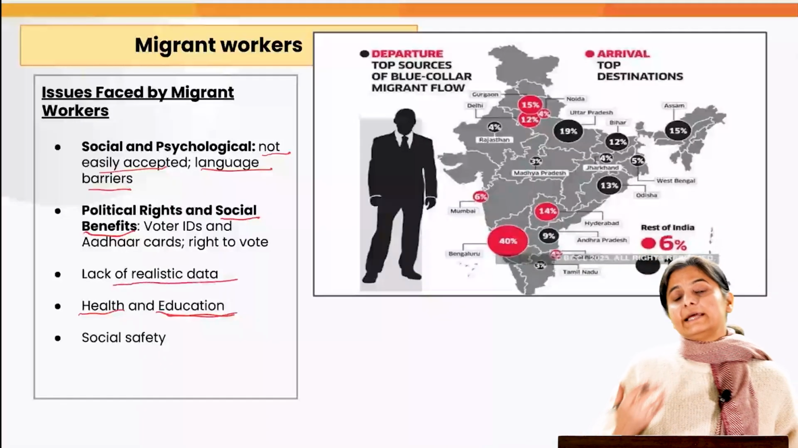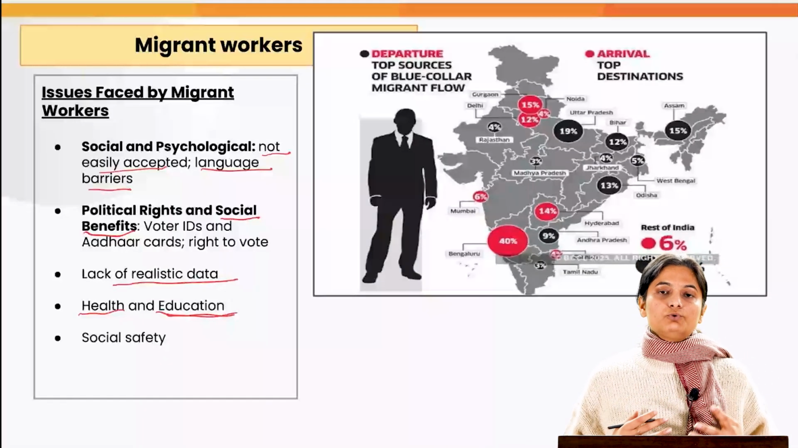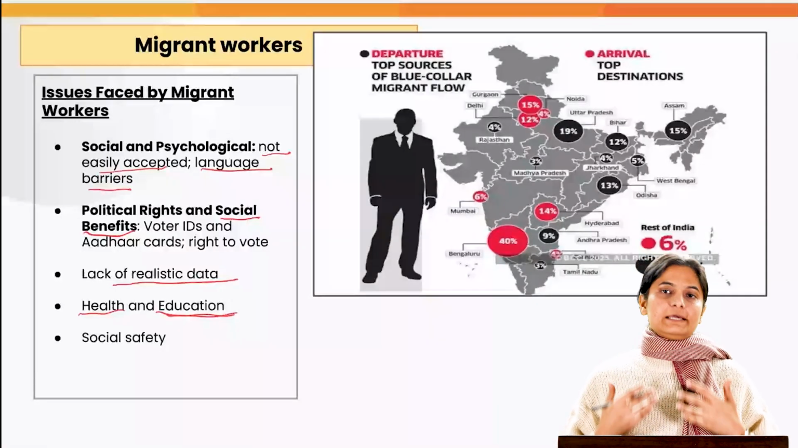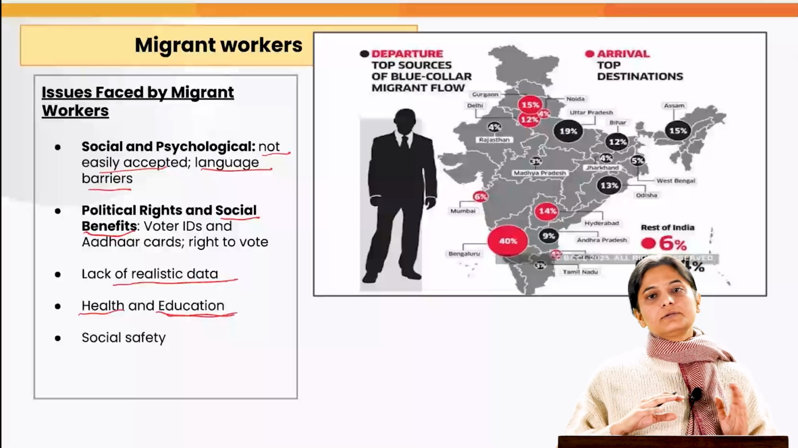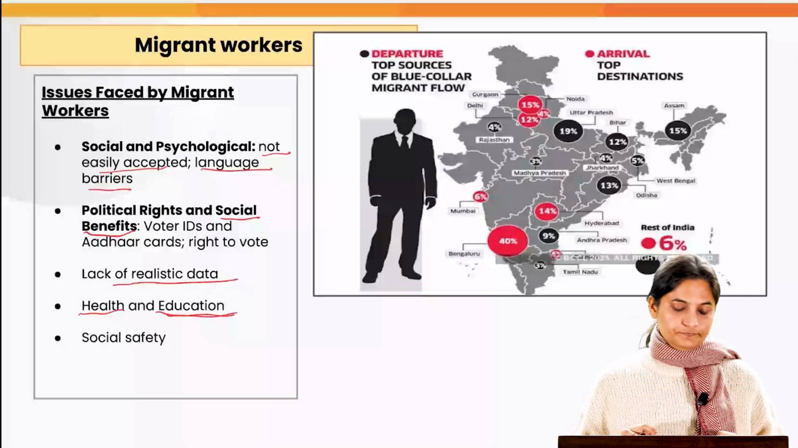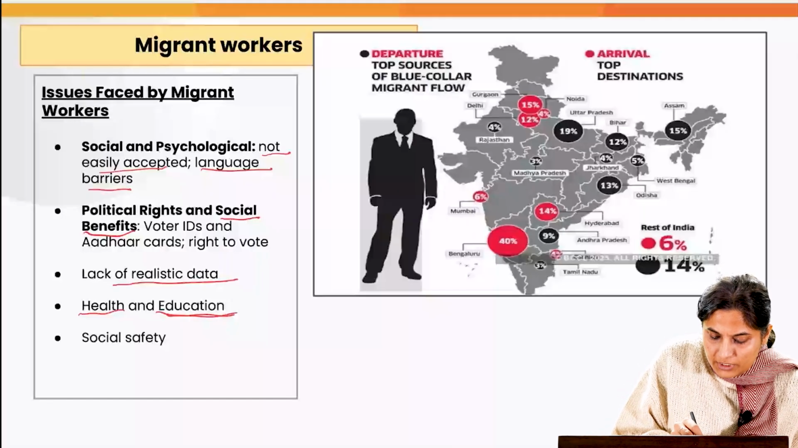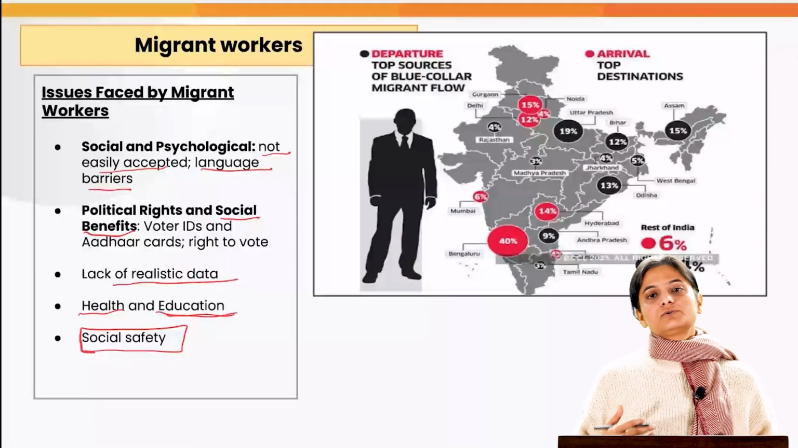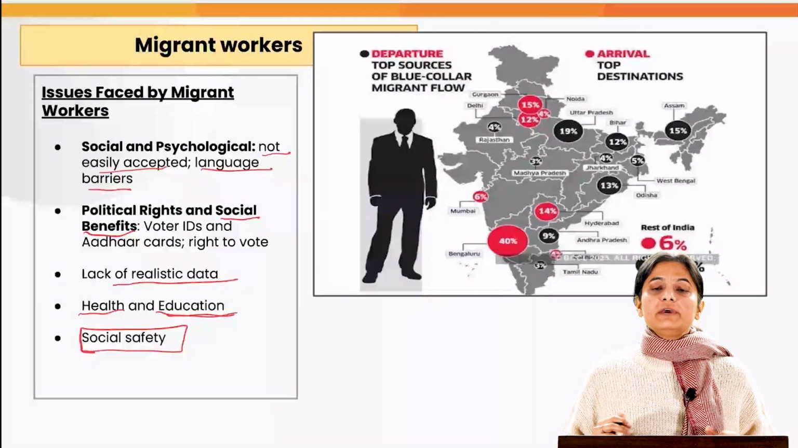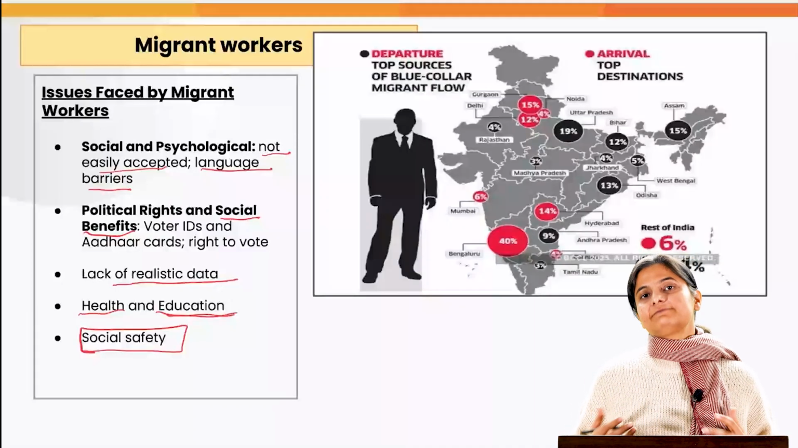Because largely the data is missing, the realistic data about the population of this labour, where they are distributed, various segments where they are working, under the various states where they are distributed, their concerns, that again varies. So that is missing. So like I said, overall social safety net is very small.